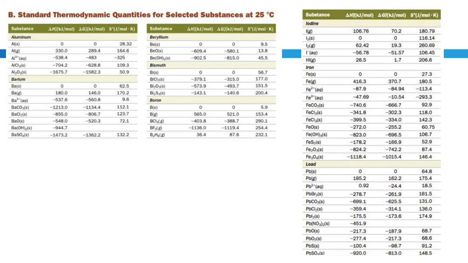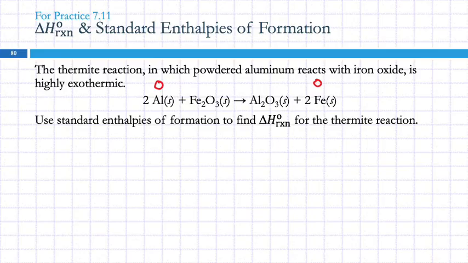And then I'm also going to need the iron one, which is Fe2O3, solid, negative 824.2. So this is negative 824.2 kilojoules, and this guy's negative 1675.7 kilojoules. We're going to take the product heats of formation and subtract the reactant heats of formation.